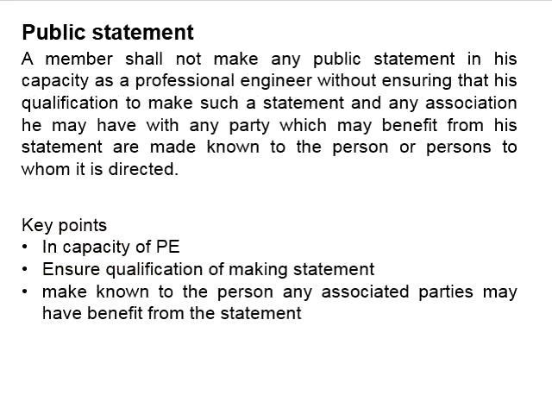The public statements. A member should not make any public statement in his capacity as a professional engineer without ensuring that his qualification to make such statement and any association he may have with any party which may benefit from his statement are made known to the person or persons to whom it is directed. The key point will be a member making public statements in the capacity of a PE. He needs to ensure that the qualifications for making such statements are appropriate, and also he needs to make known to the person any associated parties that may benefit from the statement.